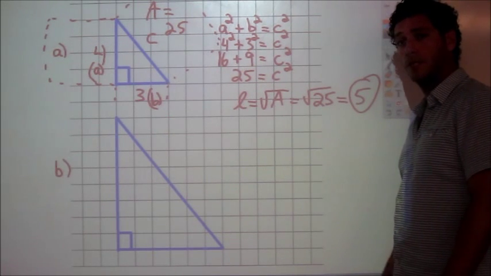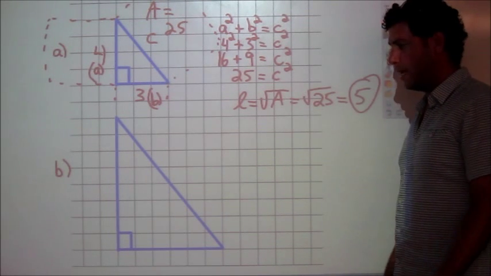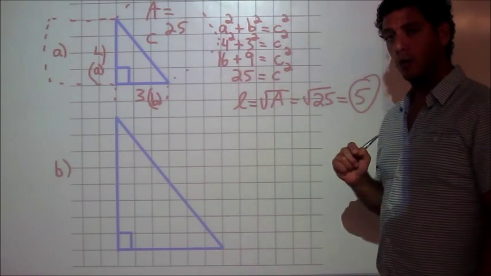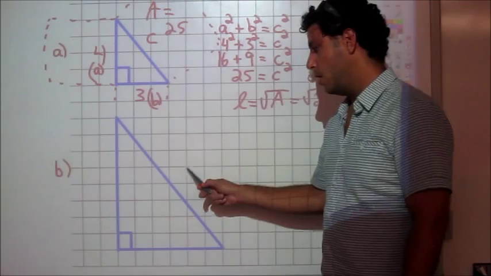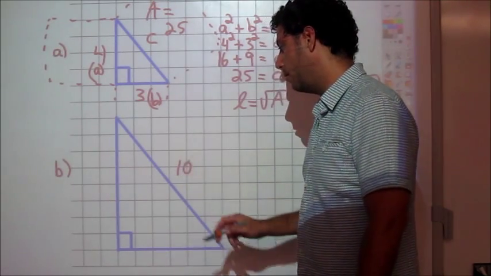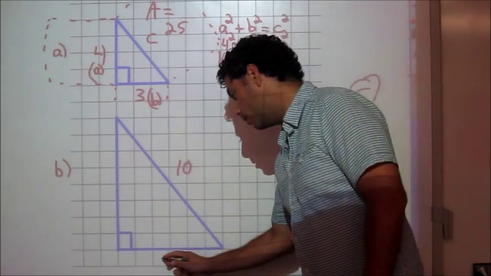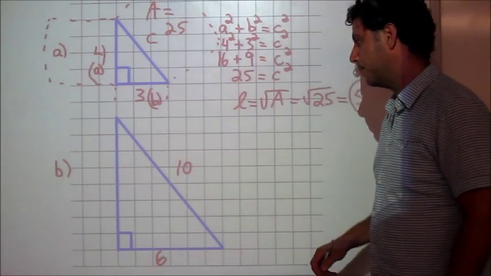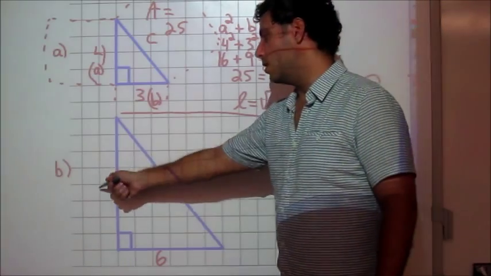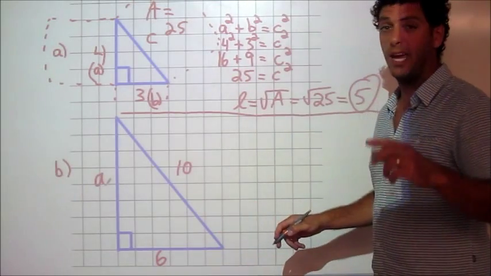We can follow that same procedure to solve for the missing length of any right triangle, as long as we have two of them. So let's say we have another right triangle, and this time we know the length of the hypotenuse, which is across from the right angle. Let's say we know that that is 10. And we know that the leg on the bottom of this right triangle has a length of 6. We can use the Pythagorean theorem to figure out the missing leg. And let's call it A. Remember that the legs are A and B.